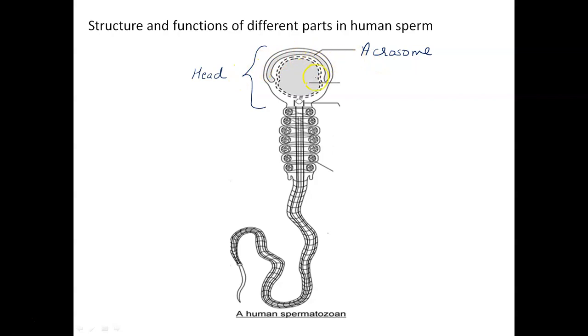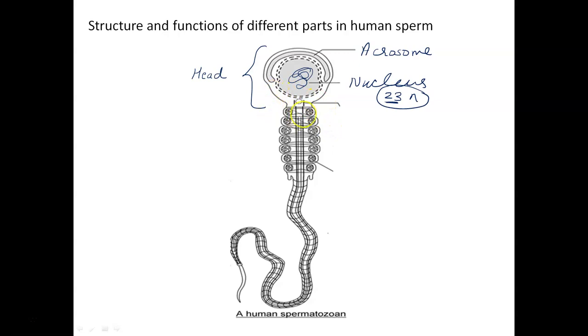Besides the acrosome, in the head there is the nucleus. Here is the nucleus. Now this nucleus contains the genetic material, which is haploid, with 23 chromosomes, because sperms are gametes, formed after meiosis.